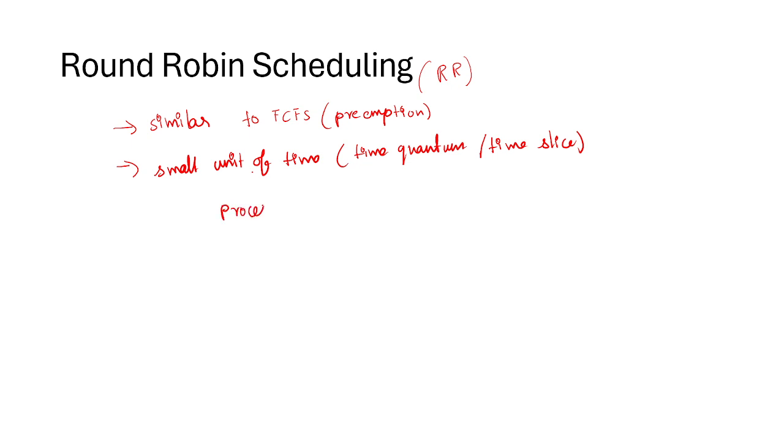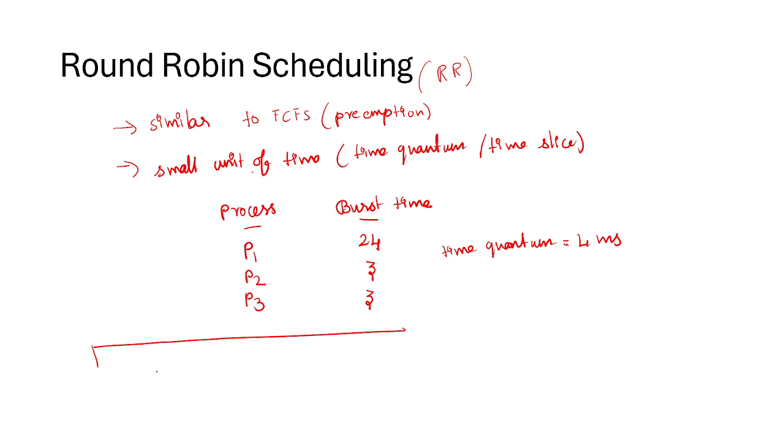Consider the list of processes and their burst times. Here we have process P1, and the burst time of P1 is 24. For process P2, the execution time is 3. P3 is also 3. The time quantum is fixed as 4 milliseconds. Now let's go with the Gantt chart.